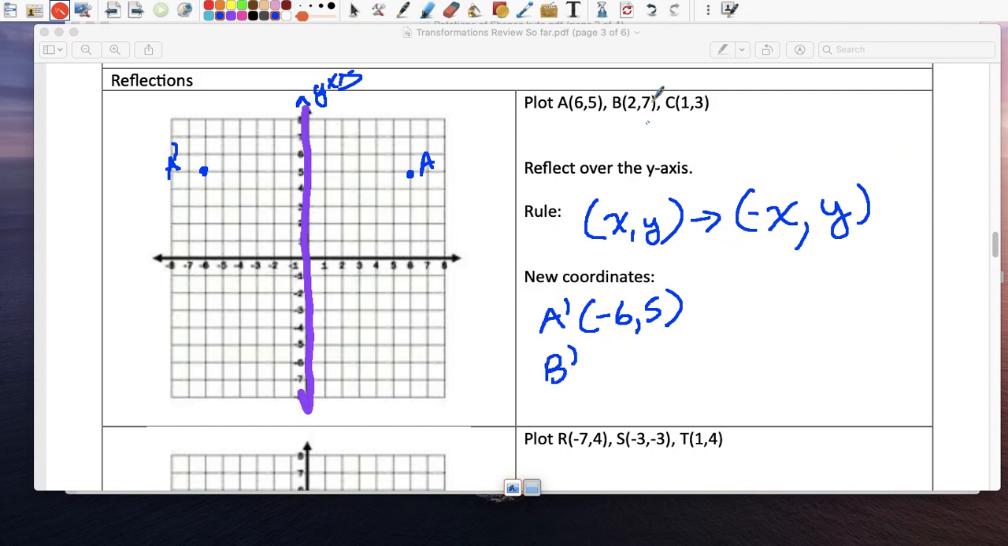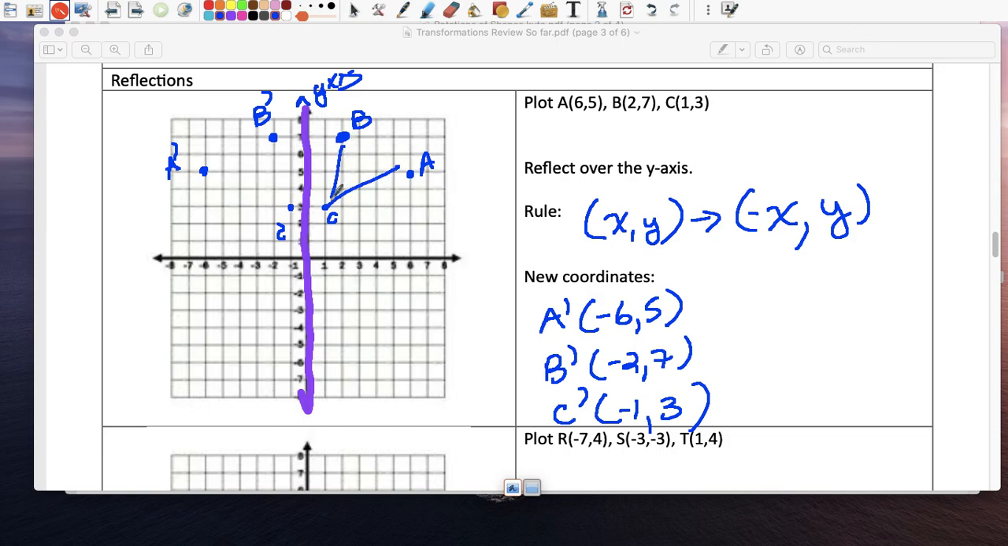Point B prime is now going to be negative 2 and 7. We negate the first one and keep this y coordinate as it is. And then C prime is going to be negative 1, comma 3. Well, let's see if I'm right. Point B is 2 and 7, so 2 and 7 is right here. Its image on the other side should be exactly the same distance away from the line of reflection. So this is point B prime. Point C is 1 and 3, and this is C and C prime.